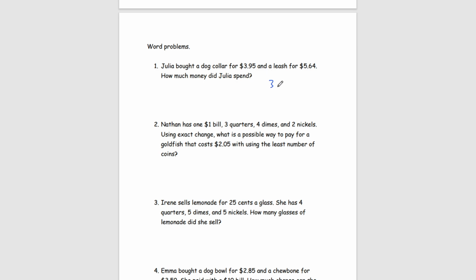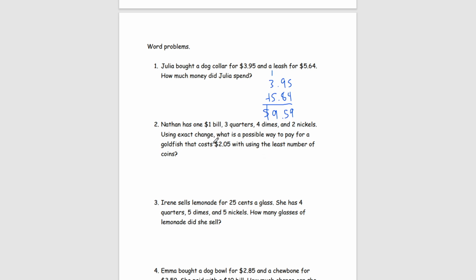So we have $3.95 and $5.64. Add these two together, we get 5 plus 4, which is 9. 9 plus 6 is 15, so we got a 5 right here, carry the 1 over. 1 plus 3 is 4, plus 5 is 9. And don't forget your dollar sign, and we get $9.59.